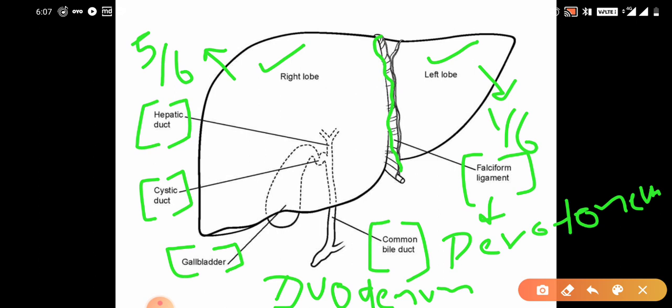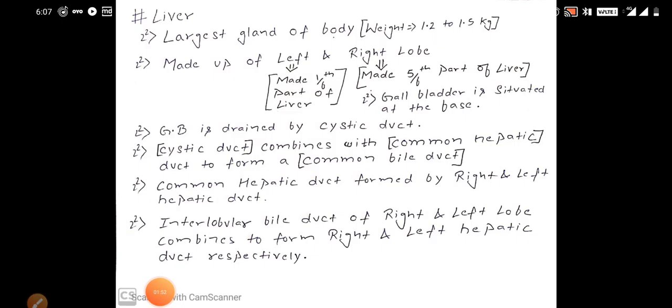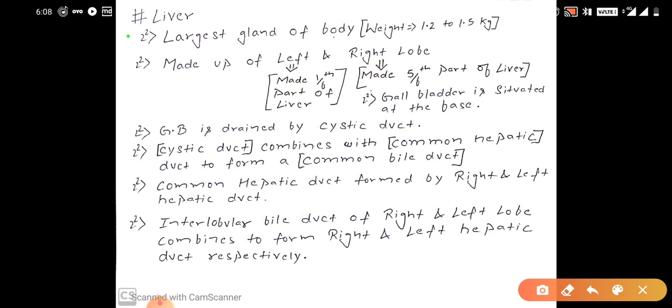Now moving towards some important points about liver. Liver, it is the largest gland of the body, weighing about 1.2 to 1.5 kg, made up of left and right lobe. As I told before, it forms the 1 by 6 part left and right form the 5 by 6 part. Gallbladder is present at the base of the right lobe.